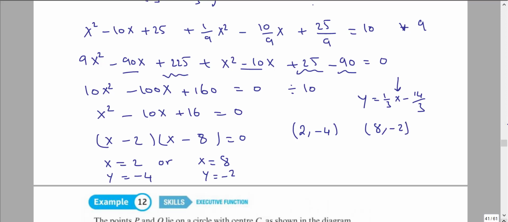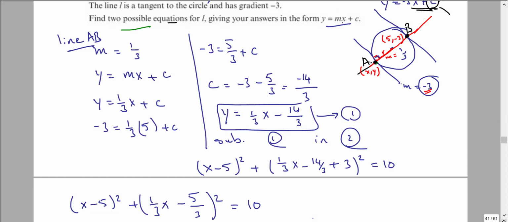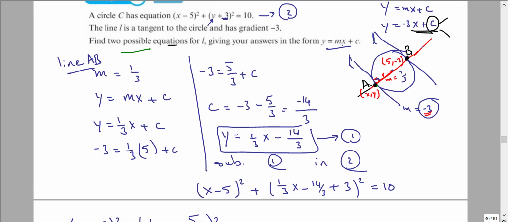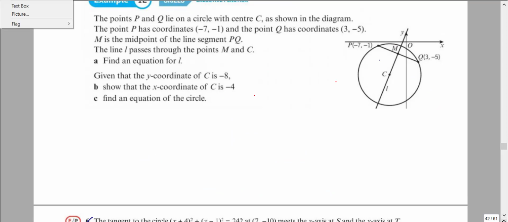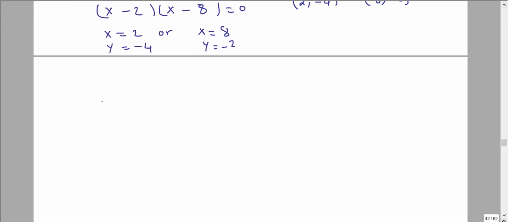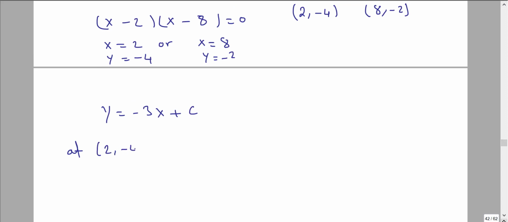What's after this? We get the equation. Which equation? The equation of L. This is L. We have two L's. We said its equation is y equal negative 3x plus c. It's a very long answer, but what are we going to do? 3x plus c. So here we have 2 points. At 2 and negative 4 and at 8 and negative 2. Are you following, Adam?